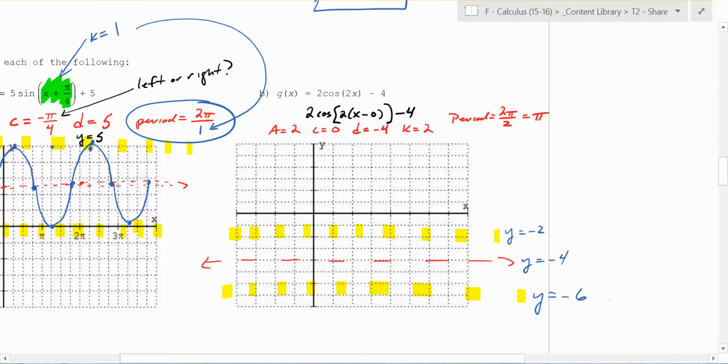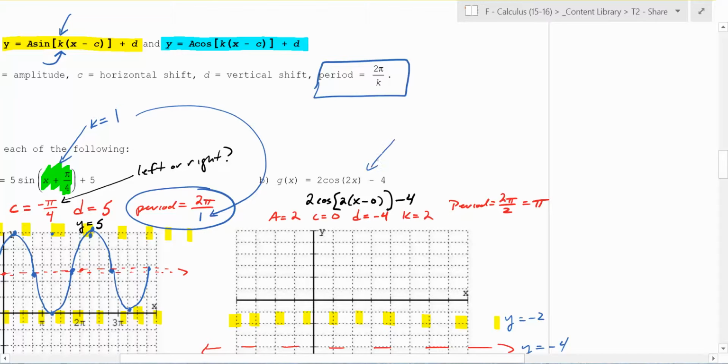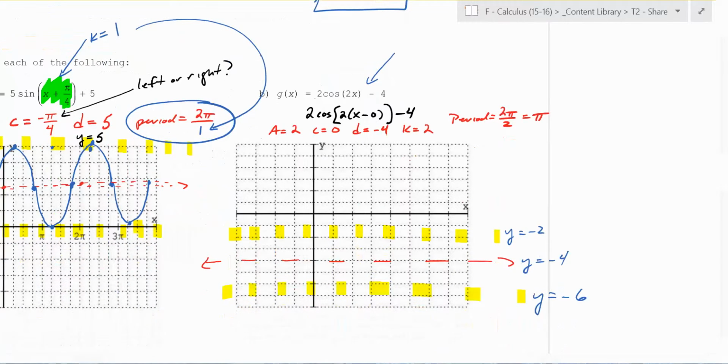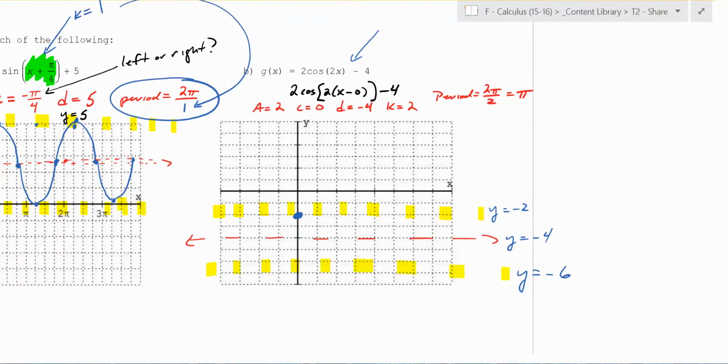Where does cosine usually start? What's cosine of 0? When you plug 0 into this, what's cosine of 2 times 0? Try again. What's cosine of 0? 1. What's 1 times 2? 2. What's 2 minus 4? Negative 2. So where does this function start? It starts at 0, negative 2. It starts right there, everybody. Exactly.